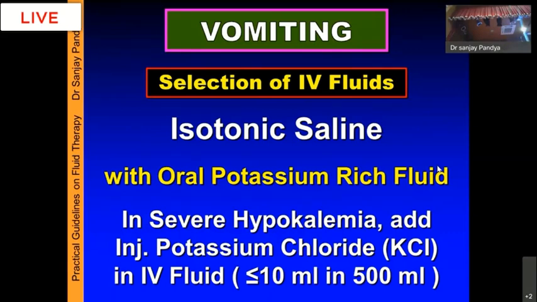In vomiting, how do we select the fluid? Answer is that we have two fluids as a right choice. One is isotonic saline with oral potassium supplementation, or with severe hypokalemia, potassium in pint, and second is Isolyte G. Okay. Now, most commonly Isolyte G we don't use routinely, but when we provide potassium, it is fine.